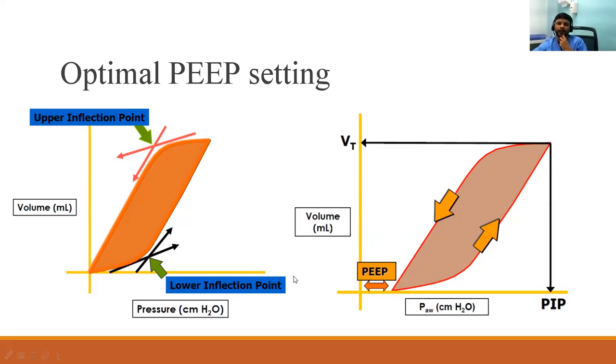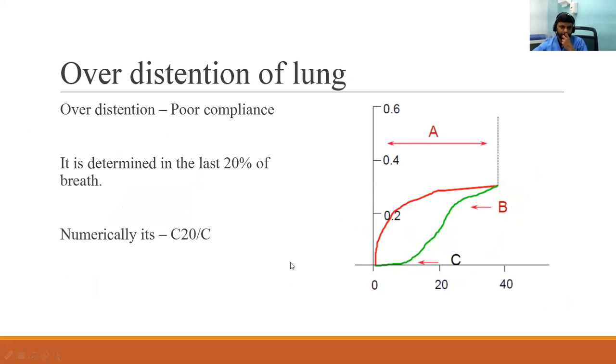Should we use higher PEEPs for a particular lung? The second part I said is over distension. In other words, are we using too much pressure when we are ventilating the baby? Okay. So when we look, I want to draw your attention to this particular loop. This is the inspiration. This is the expiration.